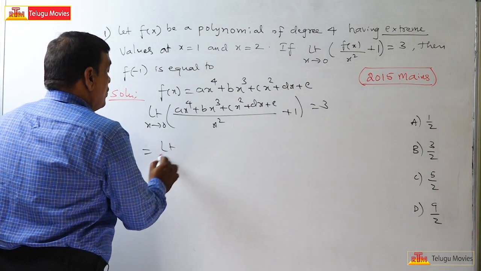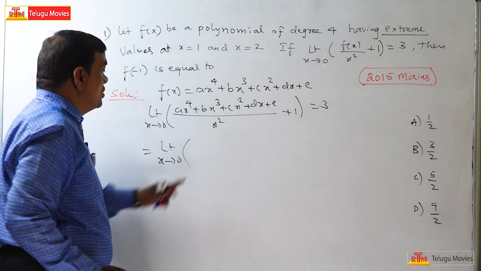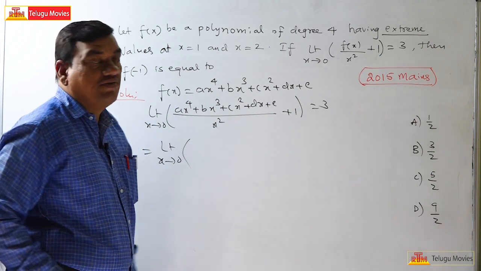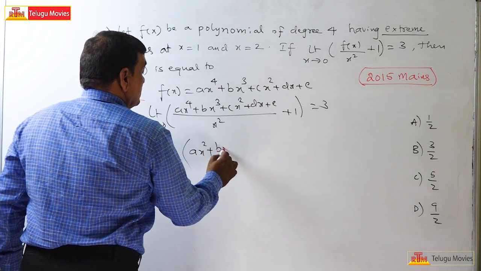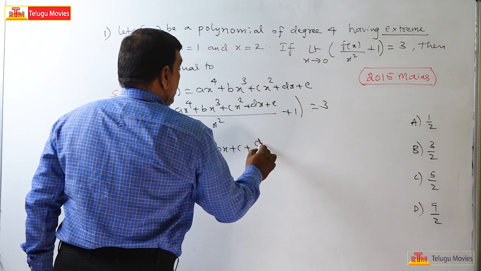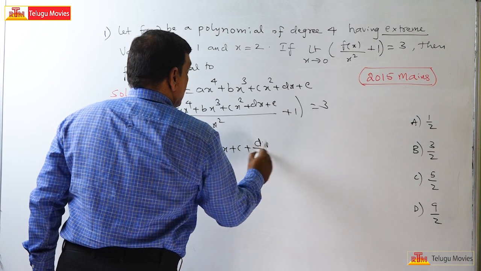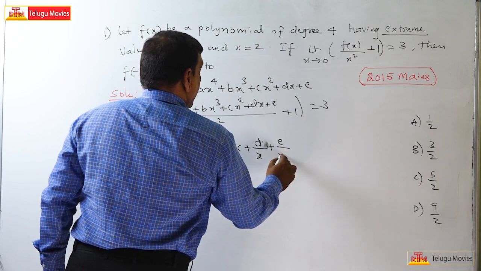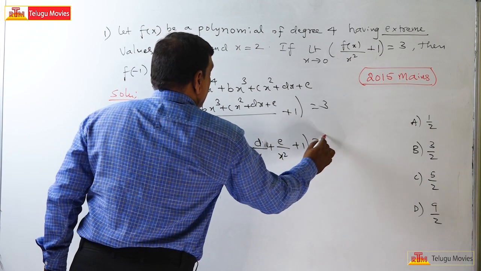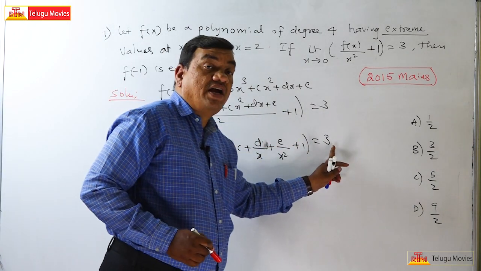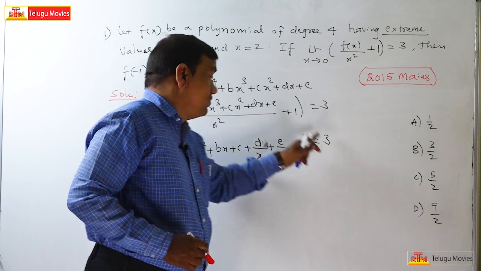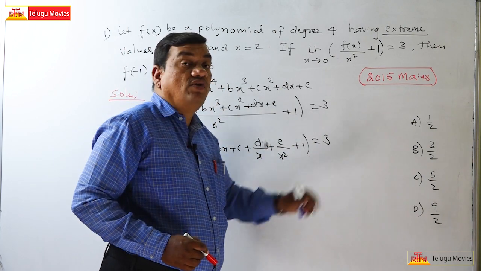So this is equal to the limit as x tends to 0; divide each and every term with x square. So this is equal to ax square plus bx plus c plus d by x plus e by x square, over 1, is equal to 3. If you observe here, 3 is a finite value, so the total limit value will be finite.